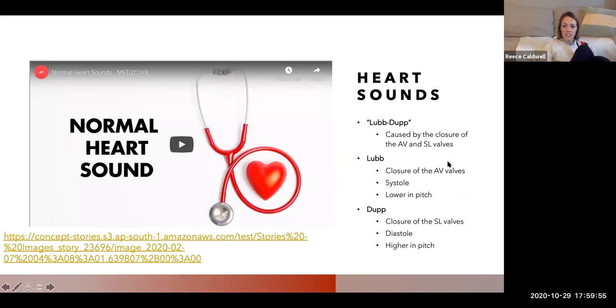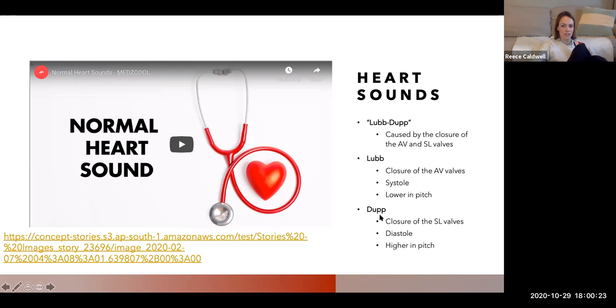So the last thing we're going to go over are the heart sounds. A lot of you have probably heard the heartbeat described as lub-dub, lub-dub, lub-dub. And that's what the heart sound is. What is going on there is lub is the closure of the AV valves and dub is the closure of the SL valves.